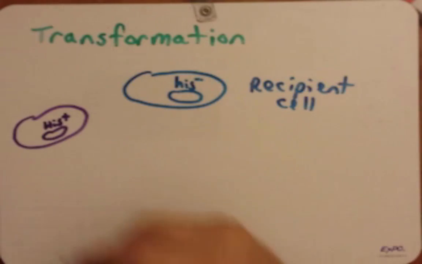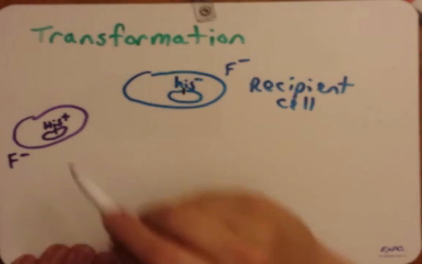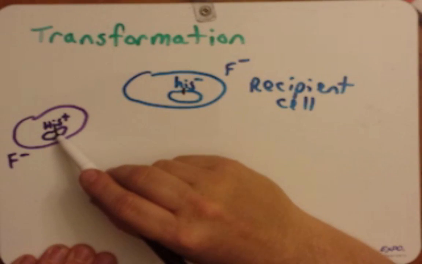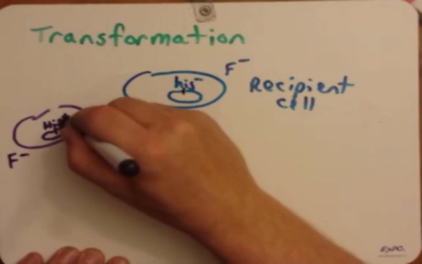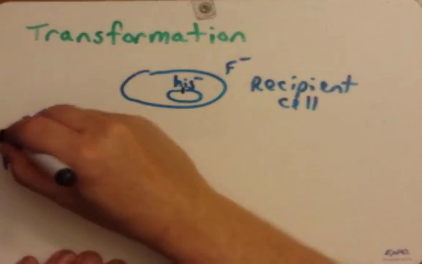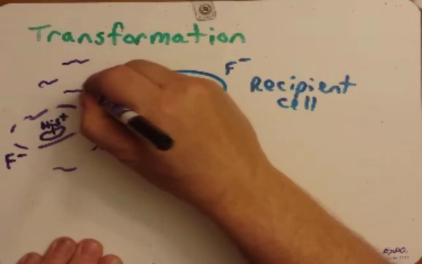Again, let's just say these are both F minus, so they can't undergo conjugation. So how are we going to transfer this His plus gene over here without conjugation and without a virus? Well, over time within any given population of these E. coli, some of these cells are going to die for various reasons. It's the sad truth, but it happens. And so the membranes are going to burst open or just split over time. When that happens, the chromosomes also begin to fragment, and you're going to get random pieces of this genome released.